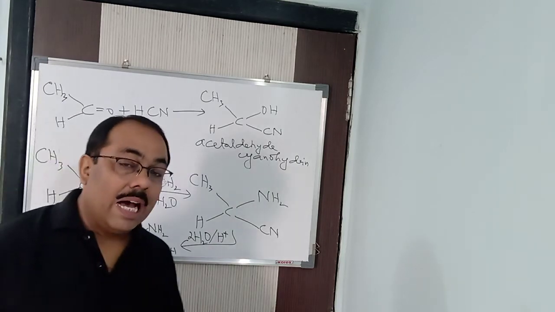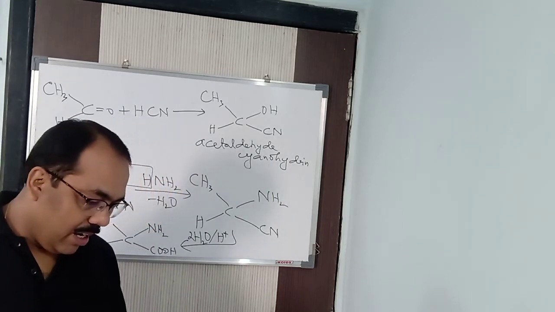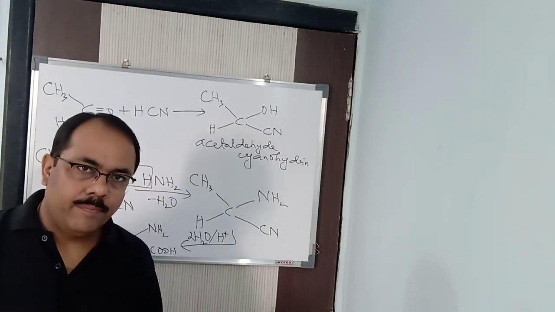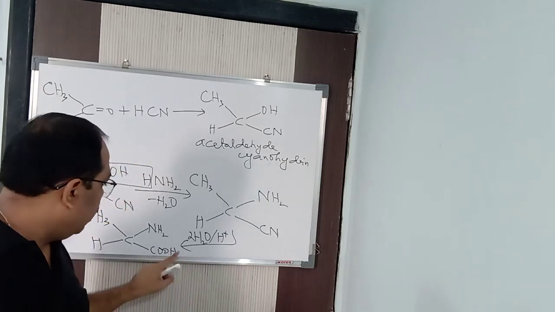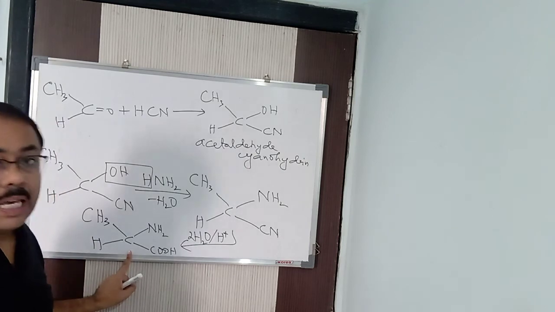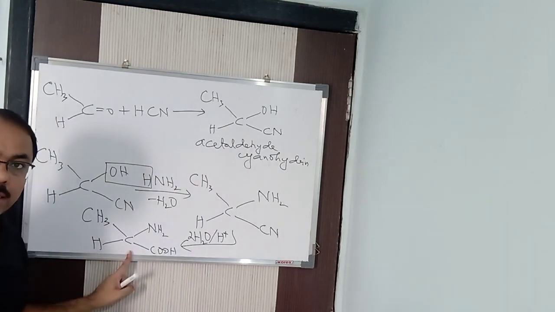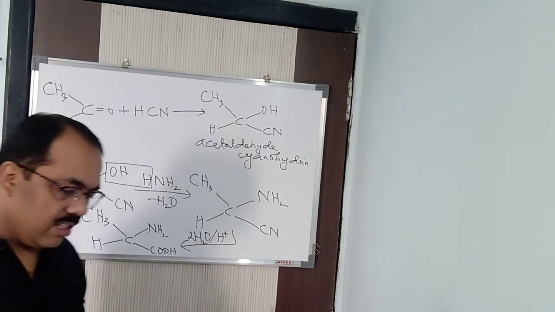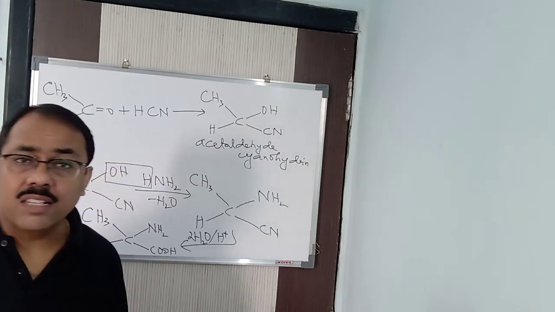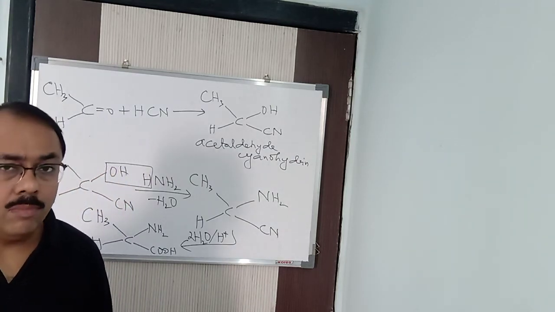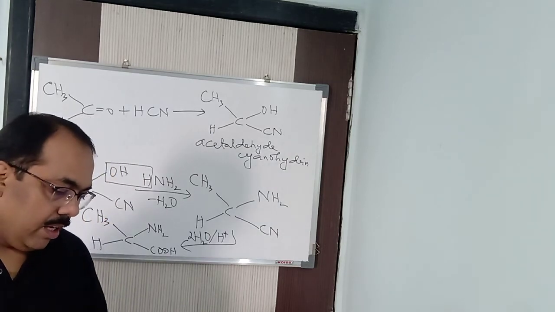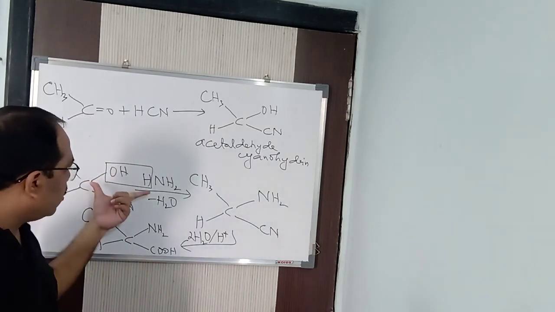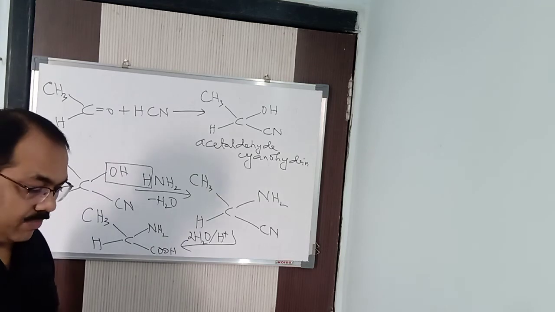What is this known as? Alanine. What is alanine? It is an amino acid. A-L-A-N-I-N-E. That is the name of this compound. Alanine. Got it? Which is nothing but an amino acid. So we are synthesizing amino acids from aldehydes and ketones. We can say that. Got it? Clear? And this particular reaction is called the Strecker synthesis.